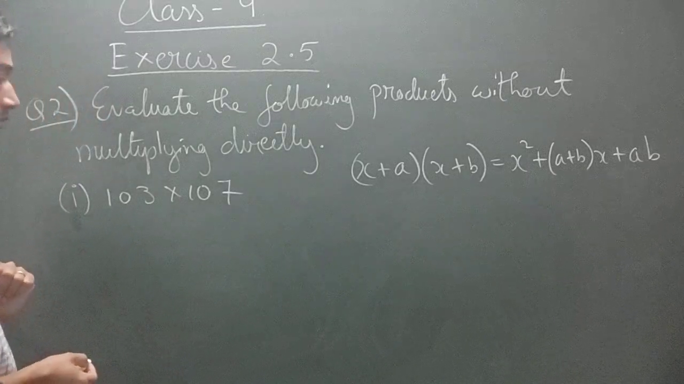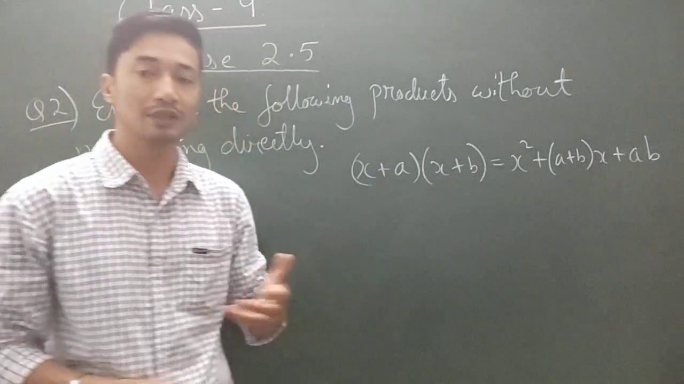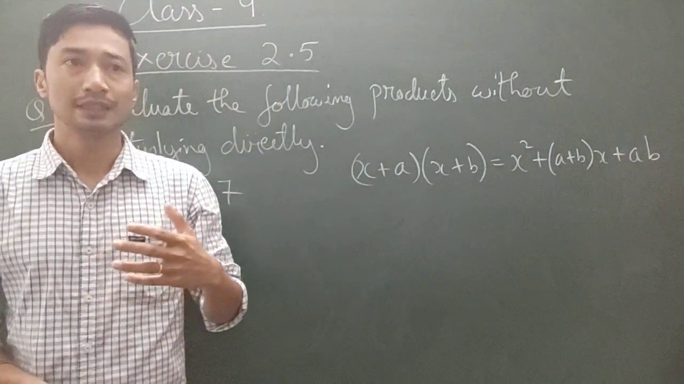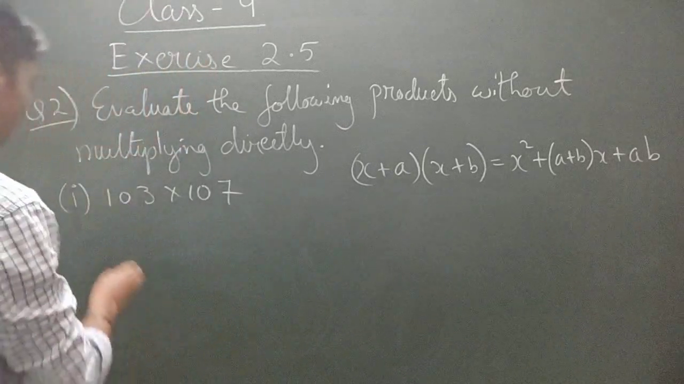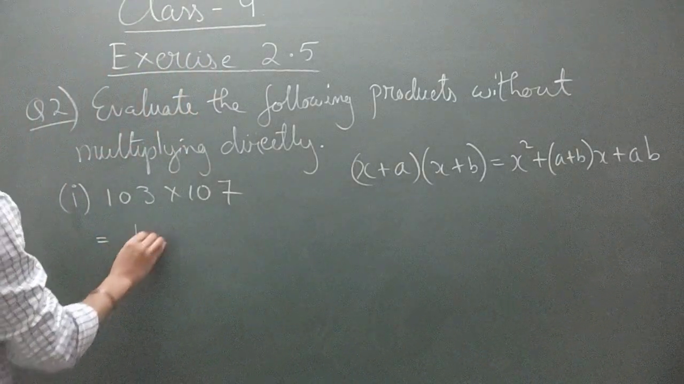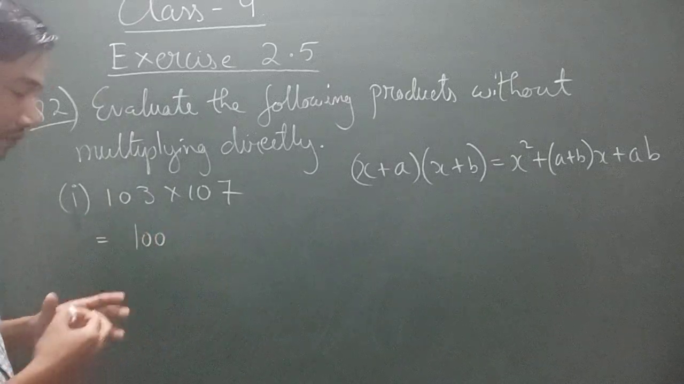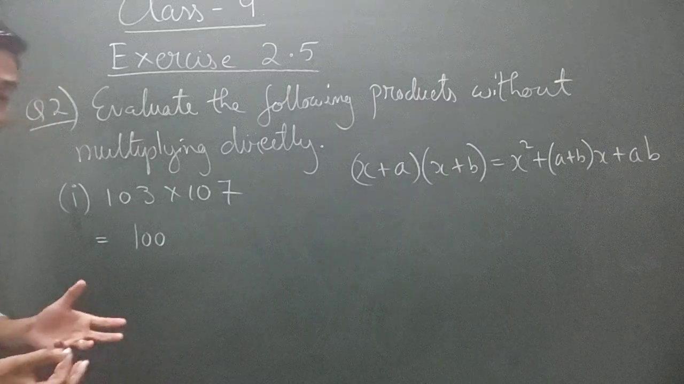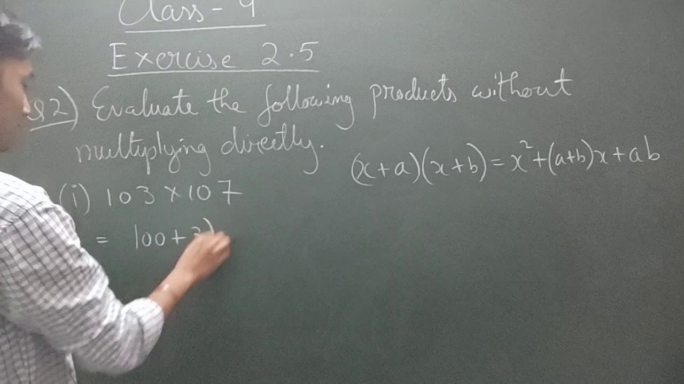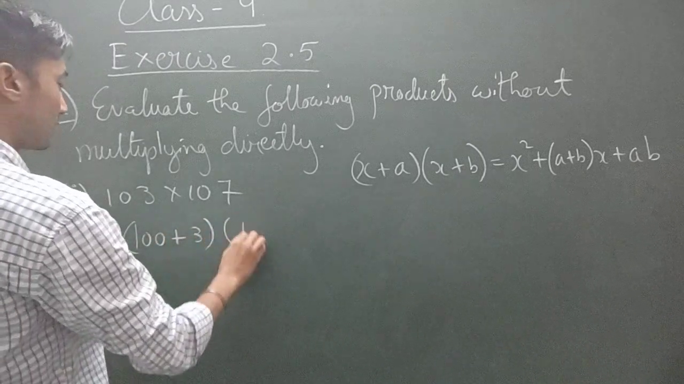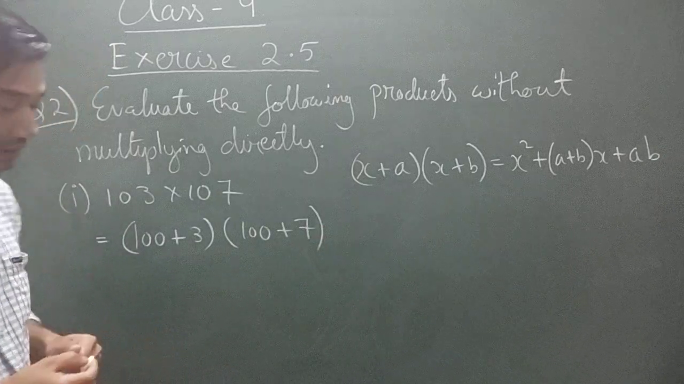But remember, the more number of zeros we have, the easier it becomes to multiply. So we're trying to keep the problem simple, not complicate. 103 is nearest to 100. We'll try to use a value that is always nearer to a zero, preferably 100 always, or 1000 or 10, multiples of 10. So 103, we can write it as 100 plus 3. 107, we can write it as 100 plus 7.